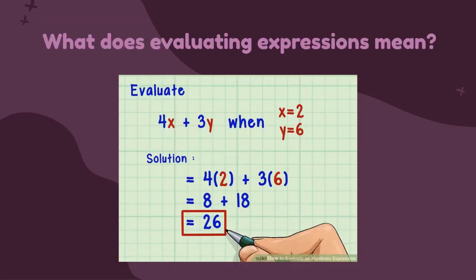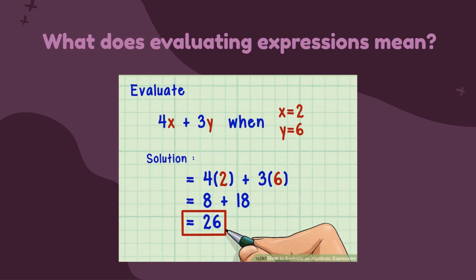So what does evaluating expressions mean? Evaluate 4x plus 3y when x equals 2 and y equals 6. So what's going on here? Well, as you can see, they took 2 and replaced x with 2, and they took 6 and replaced y with 6. So they substituted the values that were given to them into the expression. From here, they multiplied. 4 times 2 is 8, 3 times 6 is 18, and then they added to get 26.